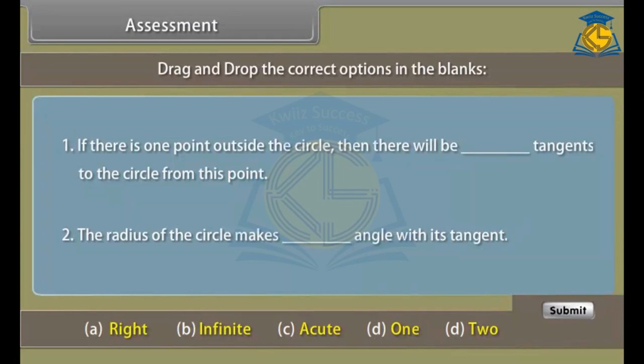Assessment. Now answer the given questions. Drag and drop the correct options in the blanks.